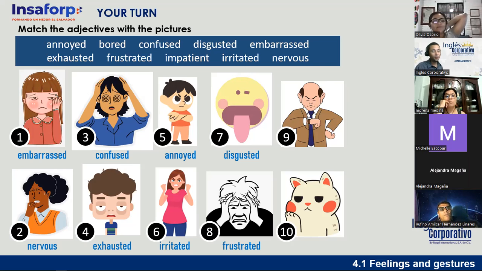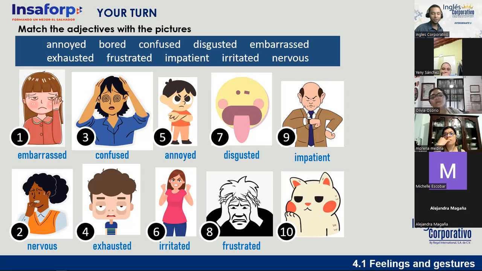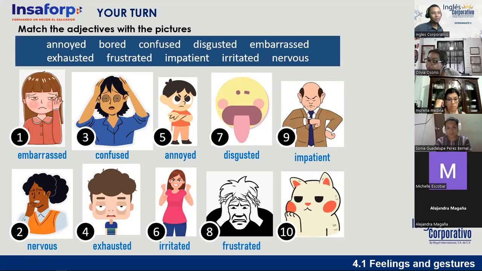Impatient. Okay. Pronunciation right there. Impatient. You see this man, right? He's impatient. Very good. And finally, thank you, Olivia. And finally, what about the cat right there? Only one option left. Bored. Okay. Bored. That's it. See, the poor cat is bored.